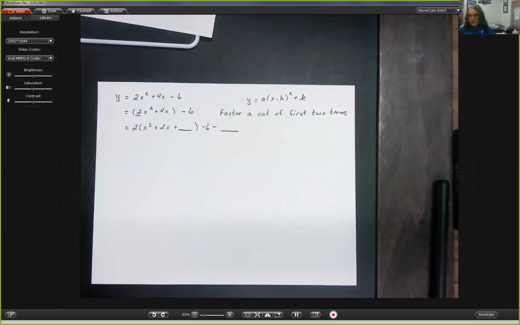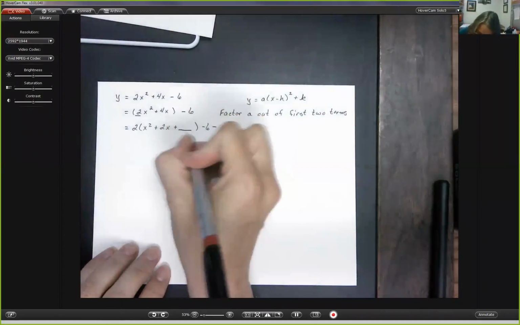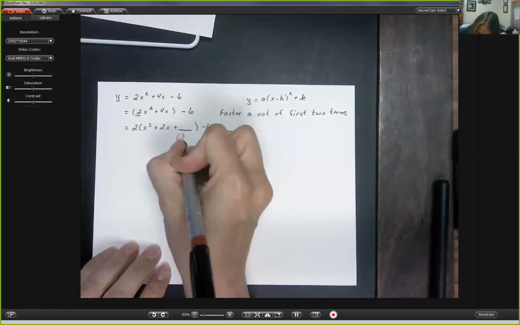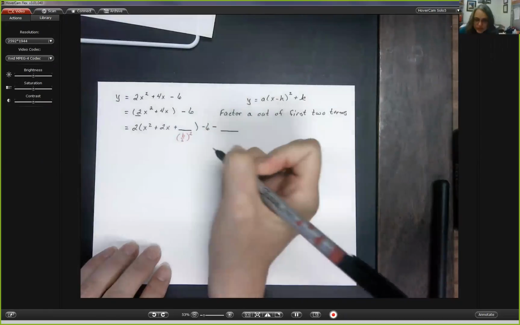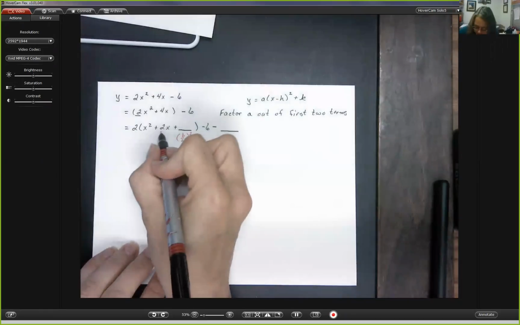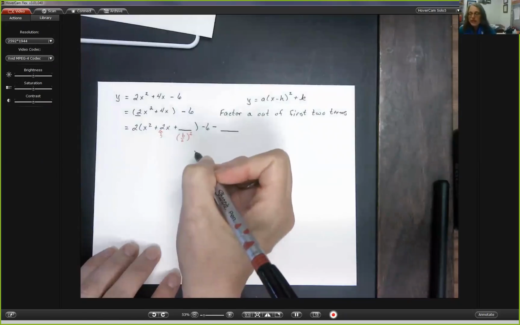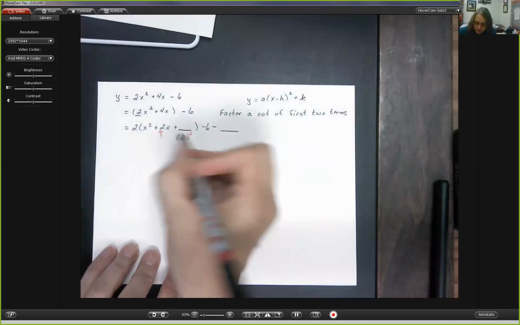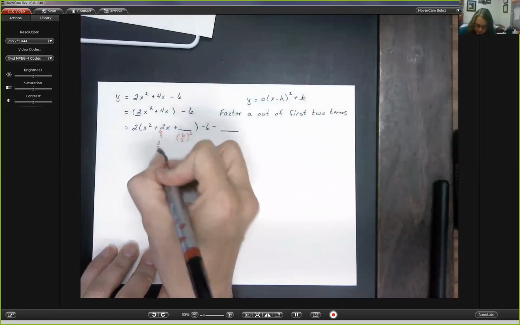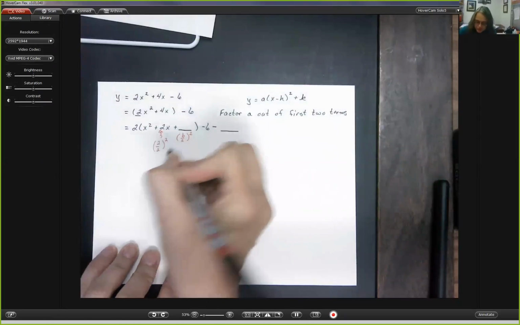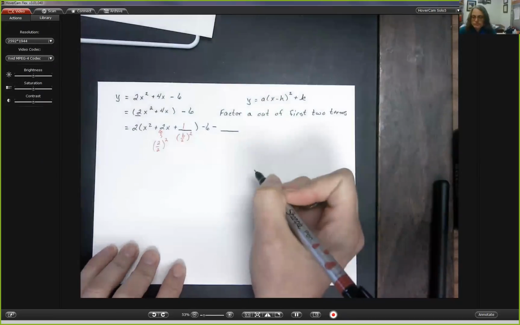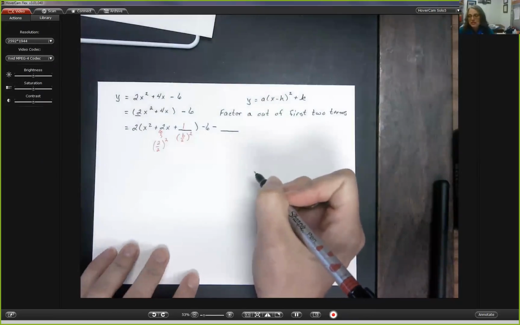And now what I'm going to do is add something inside those parentheses. And what I'm going to add is 1/2 of b squared. So I'm going to take this number, whatever it is, divide it in 2 and square it. So 2 divided by 2 squared is 1.